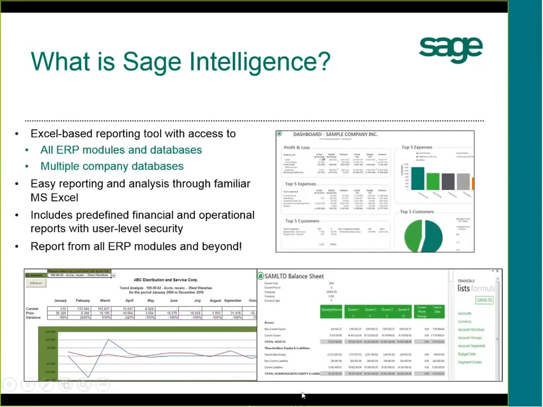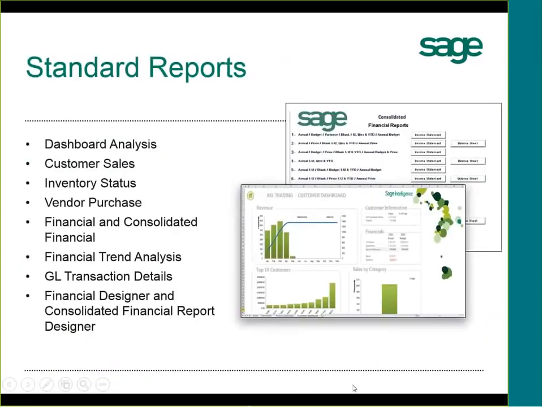So let's take a look at the standard reports. We have many. We have a few dashboard analysis reports. We have a few customer sales reports, inventory and vendor purchase reports, and then of course our financial and consolidated financial reports. These are all pre-configured for you. We have our GL transactions and our trend analysis reports, and then of course the financial designer and the consolidated financial designer, and that's where you can create your reports, and that's where we're going to be working today.